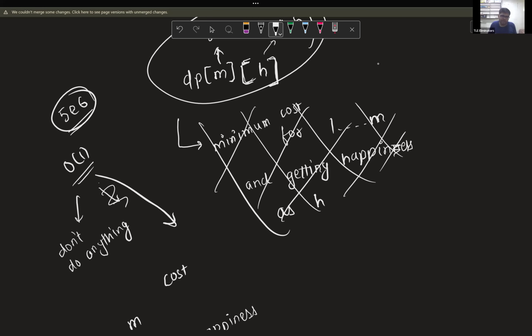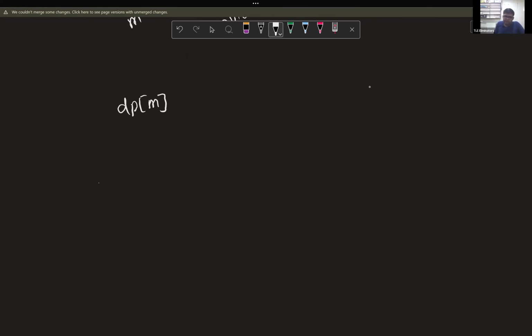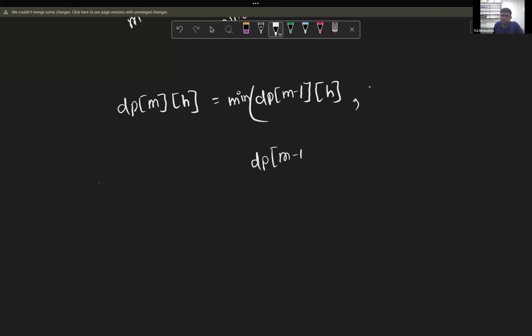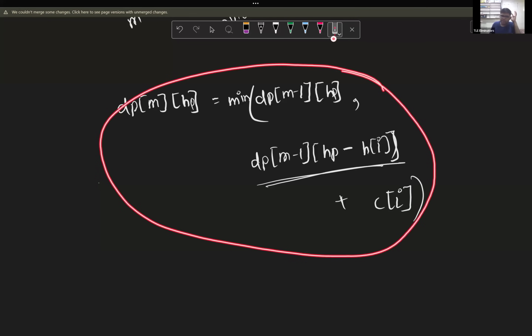So for the ith month, if you buy the happiness, then you will go to the DP state. I would like to write the transition here. DP of m comma h can be equal to the minimum of either dp of m minus 1 comma h, or dp of m minus 1 comma hp minus h of i, the happiness of the ith month, and along with this, the cost will be c of i.